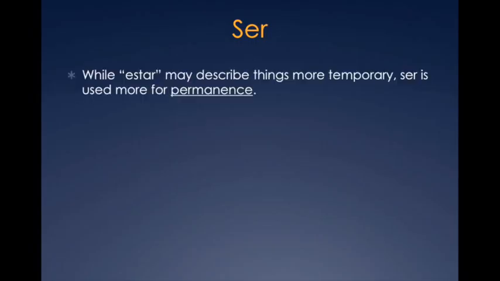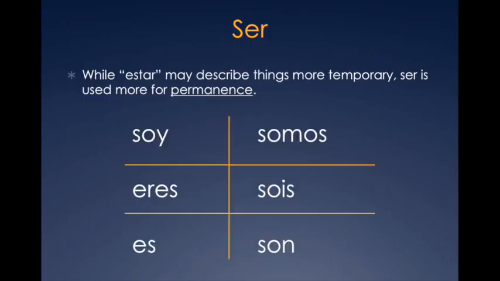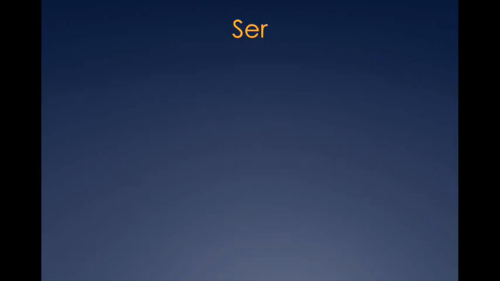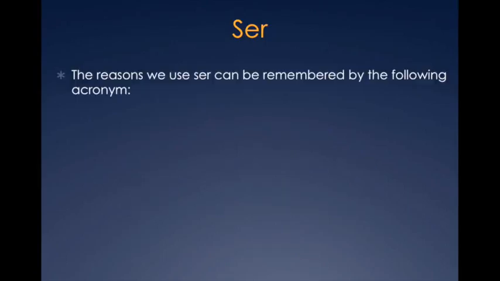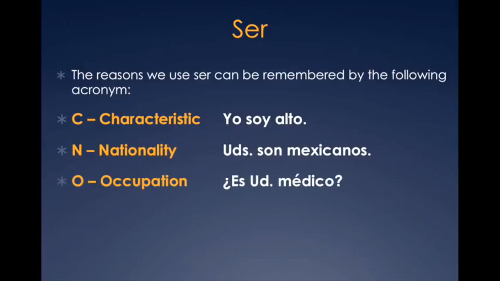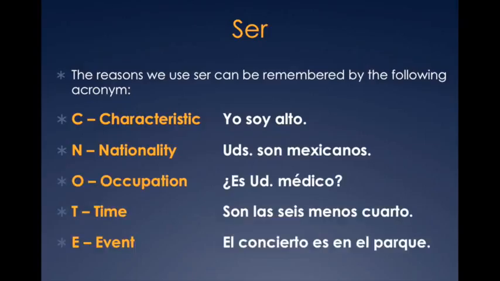Moving on to ser. While estar is used to describe things that are temporary, ser is used more for permanence. We remember ser is conjugated as soy, eres, es, somos, sois, and son. And there are no accents anywhere. Just like FELT, we can use this acronym to justify our uses of the verb ser. For example, our acronym is going to be C-NOTE, where C stands for characteristic. For example, if you were describing yourself or something else or someone else, objects or things, we use ser.